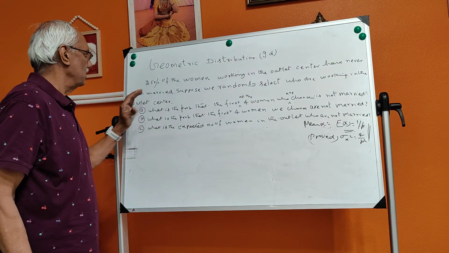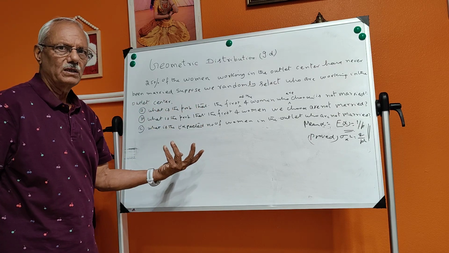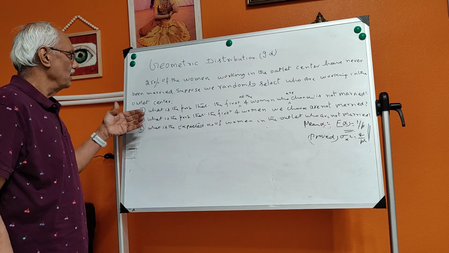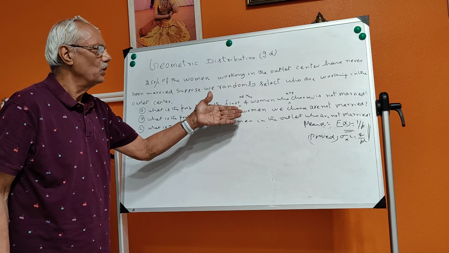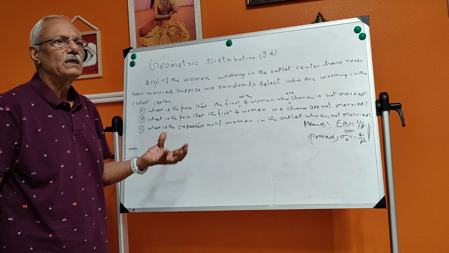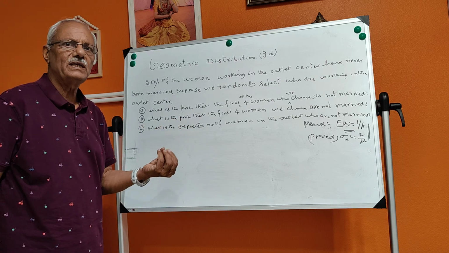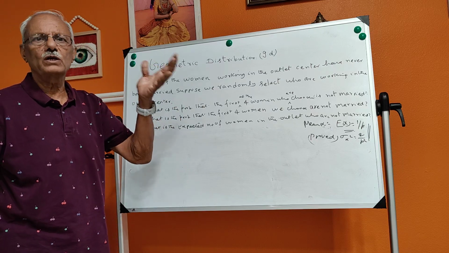women who are working in an outlet center. That is, a few people are randomly chosen, and the questions follow below. What is the probability that the first of the four women who are chosen is not married? That means simply four women are chosen. You have to find the probability of the first woman not being married.